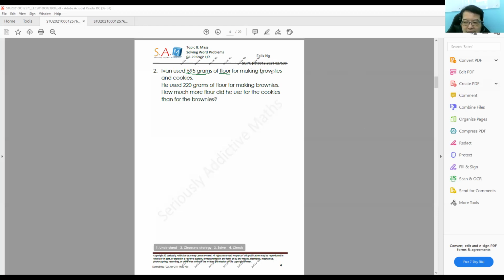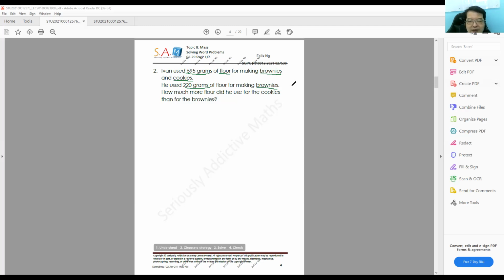So you have two items here, brownies and cookies. And then he used 220 grams of flour for making brownies. How much more flour did he use for the cookies? Okay, so the question here is this. Should this be single row or stack?